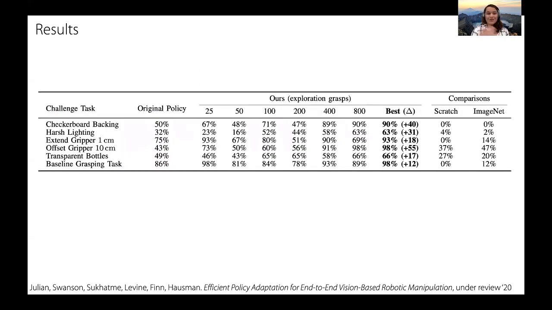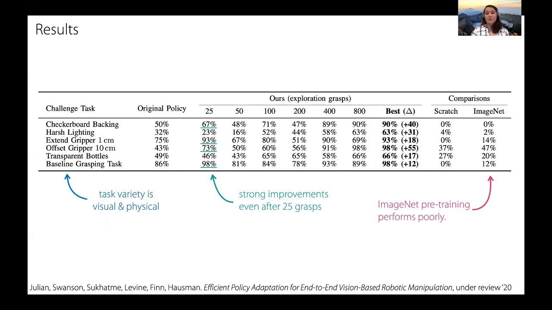What we see is that across a wide range of tasks that include varying visual differences and physical differences, performance is strong. We see strong improvements even after only 25 grasps. We also see substantial improvement gains after 400 grasps or 800 grasps, which corresponds to about an afternoon's worth of data. And lastly, we also find that ImageNet pre-training performs poorly in this domain, which isn't that unexpected, since being able to explore the environment is an important part of the fine-tuning process, and the initial policy probably does better than ImageNet pre-training. And also the grasping policy has features that are probably more suitable for grasping than ImageNet features.